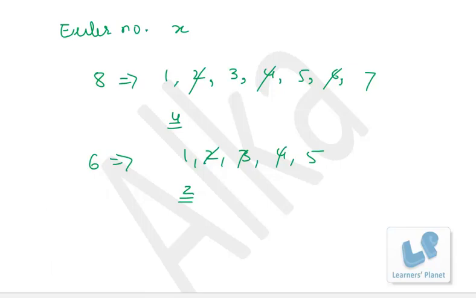Euler gives us a formula by which we can calculate the Euler number very easily. Because 6 and 8 are really small numbers, we can easily calculate their Euler number manually. But in competitive exams nobody is going to ask about 8 and 6. If we have big numbers, it will be really difficult to find the Euler number. So Euler gives us a formula, which I will discuss over here.